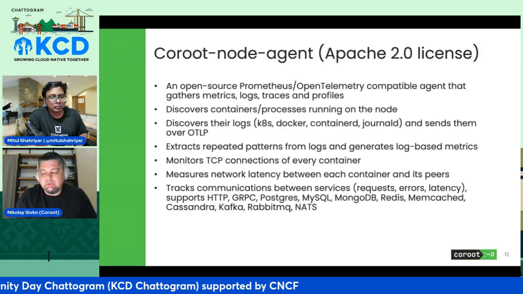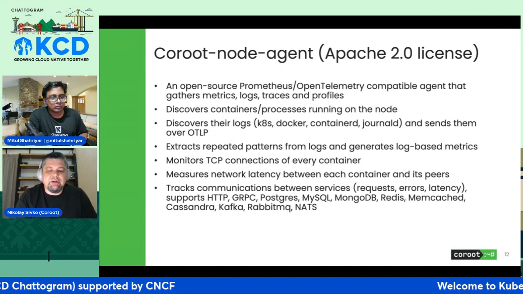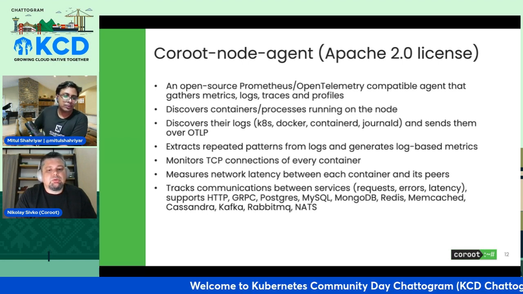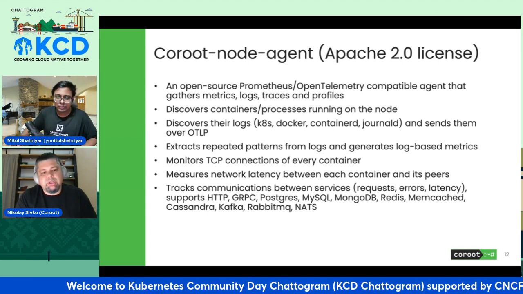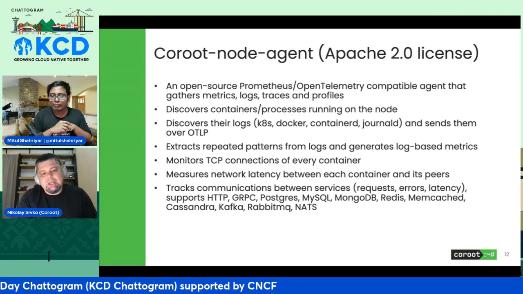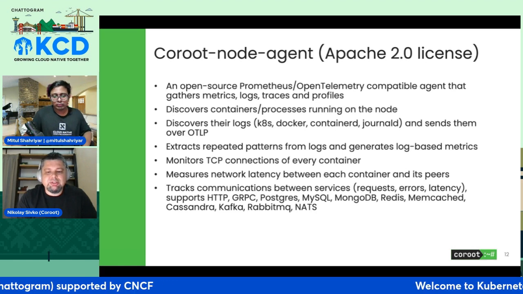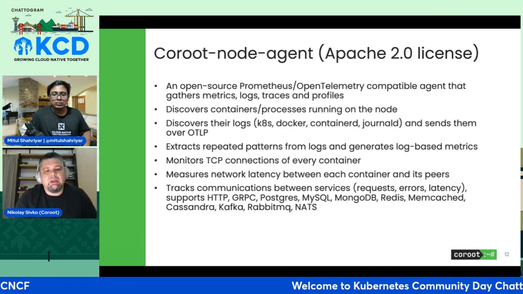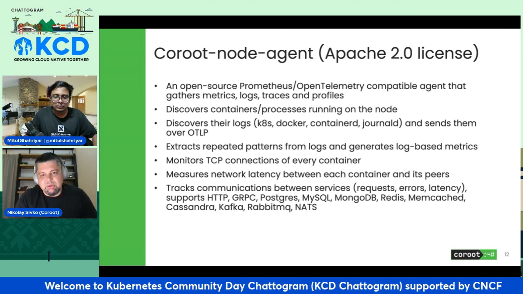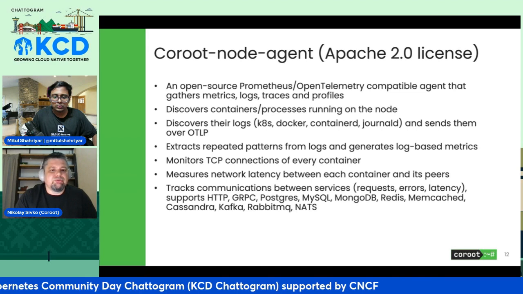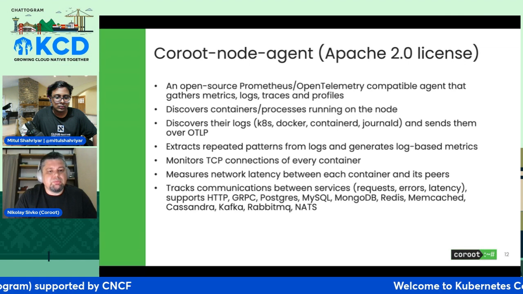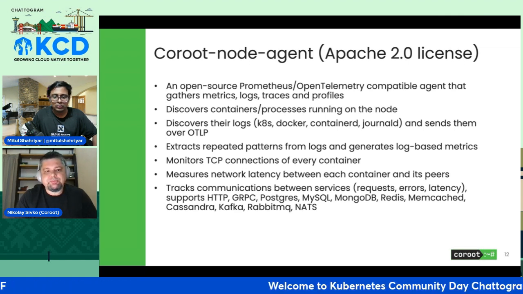Our agent uses eBPF to gather various telemetry data about containers running on each node. It instruments all communications between the containers. It measures network latency and does a lot of instrumentation that doesn't require any code changes. And it's open source, Prometheus and OpenTelemetry compatible. It can send logs and traces through the OpenTelemetry protocol, and also expose metrics in the Prometheus format.